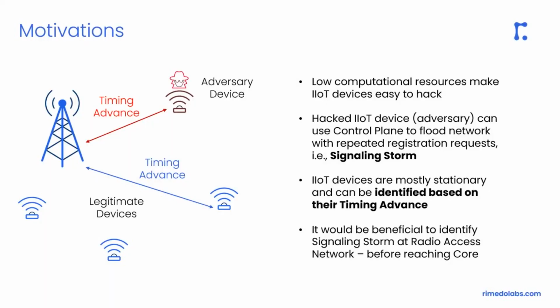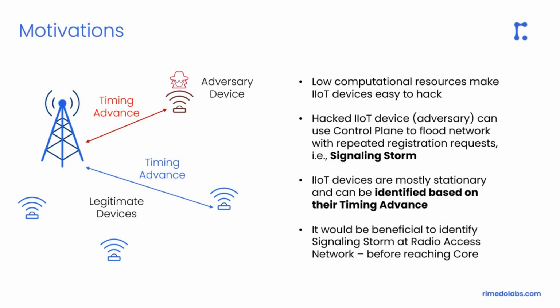To begin with, IoT devices are characterized by low hardware complexity, resulting in low computational power and low cost. These features make them relatively easy to hack and use to attack the network infrastructure. A possible attack scenario is a so-called signaling storm attack, where the adversary utilizes standard mechanisms of the network control plane to cause denial of service. For example, flooding the network control plane with repeated registration requests.